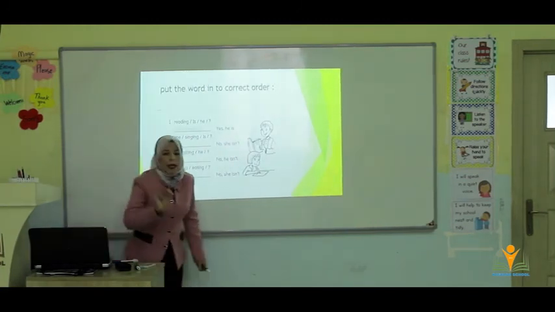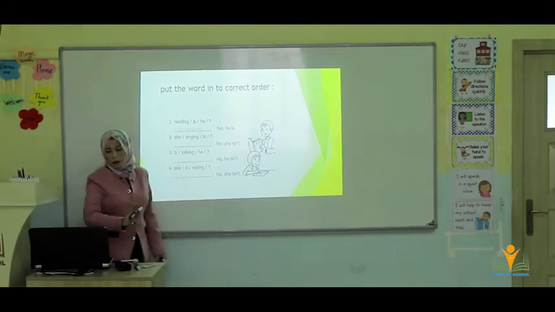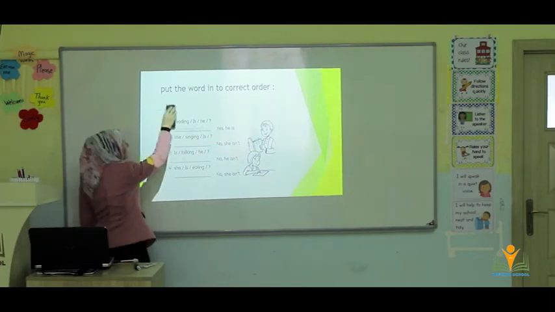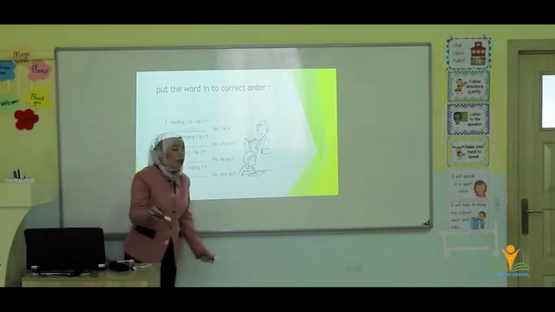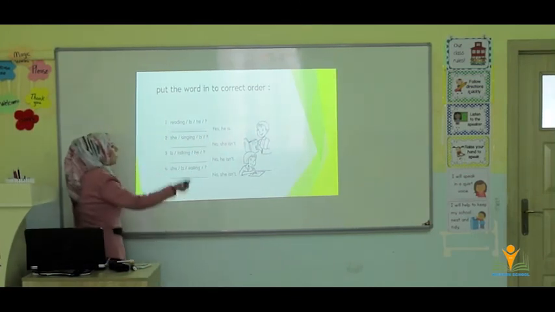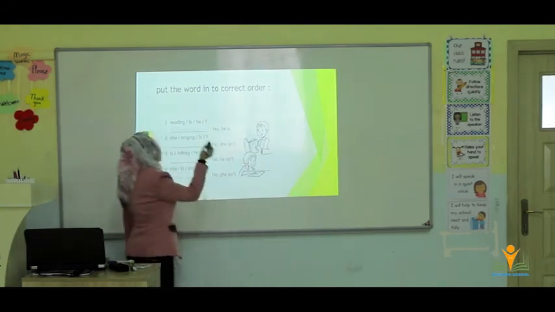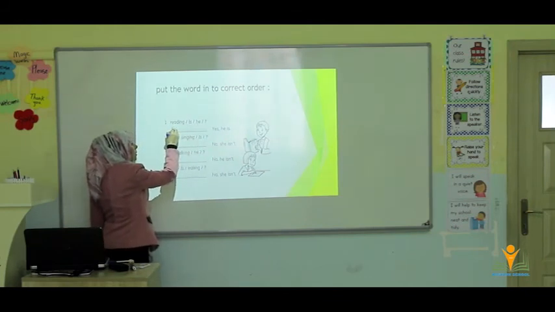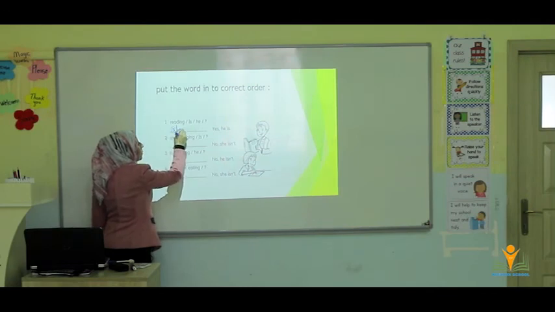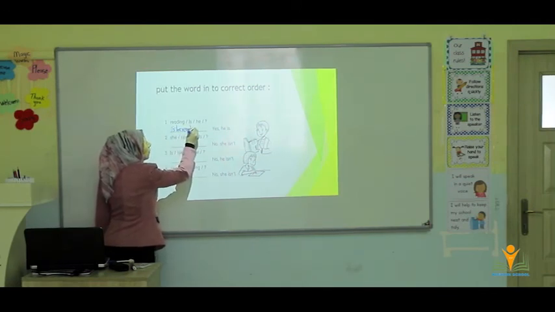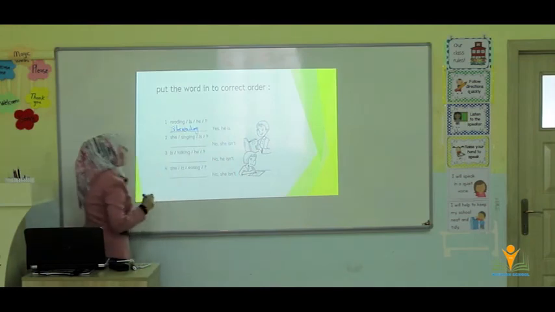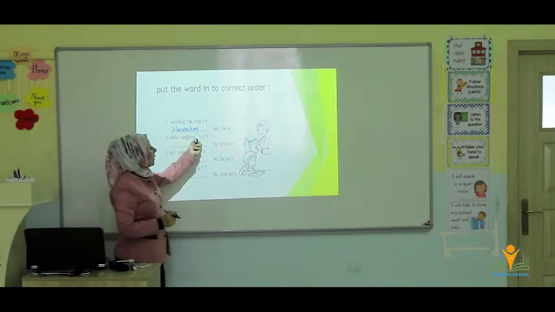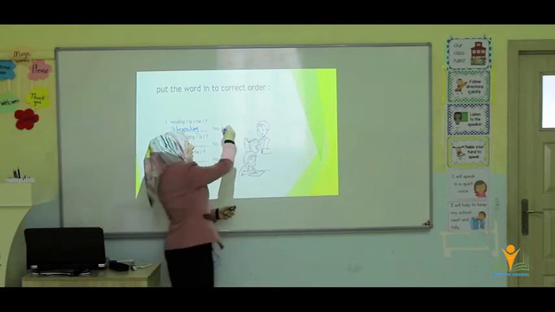This one is the main and important thing in the grammar for me. Put the words into the correct order, guys. How are we going to put the words into the correct order? How are we going to fix it? This one is a question. For example, we have "reading is he". I'm going to use "is" first, then "he", after that "reading". Is he reading?